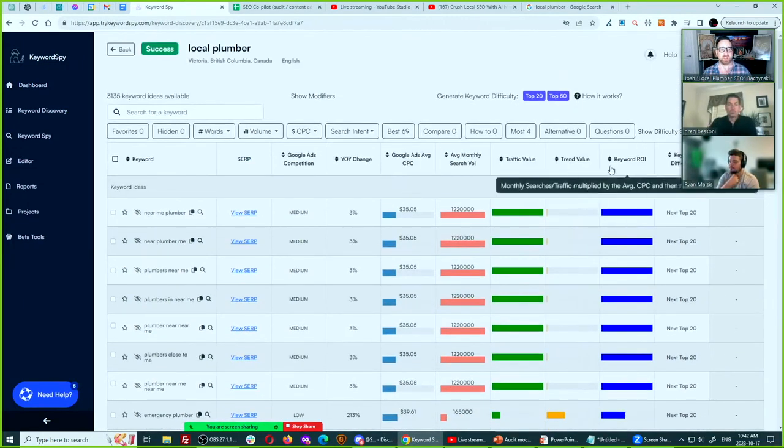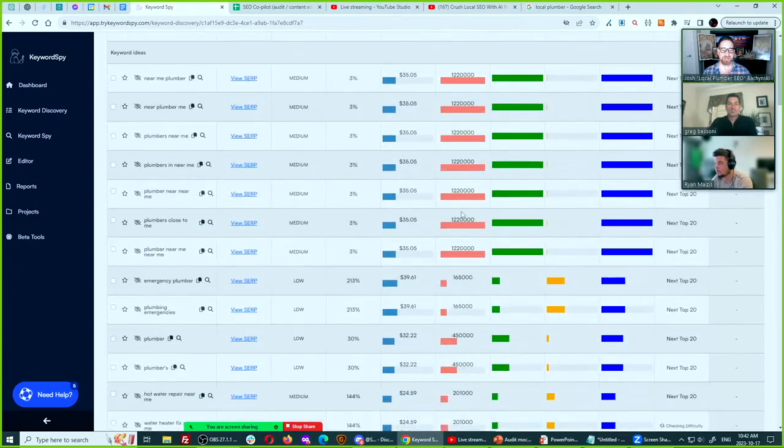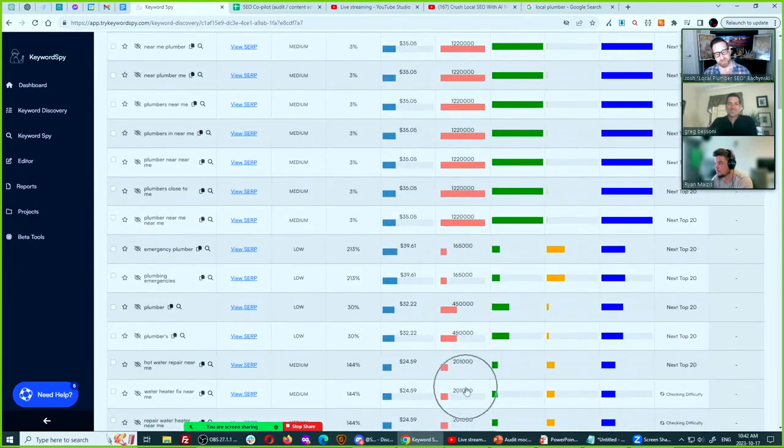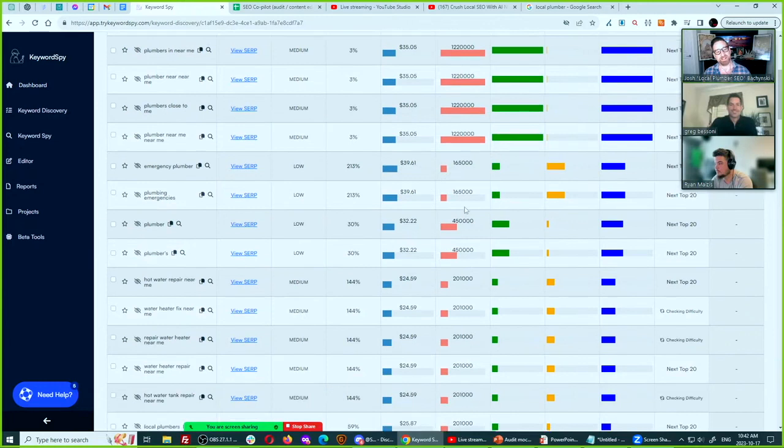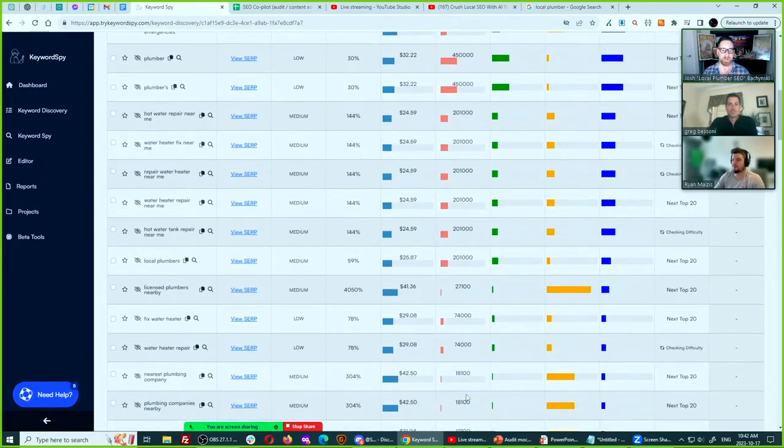This has the highest keyword ROI. It says this is the most people searching it. Basically everybody who lives here is searching it every month. I don't know if those numbers are correct. Those numbers look like they've had a factor of 10 added to them, I think. Emergency plumber, there could be 165,000 searches for this a month. I don't know if that's necessarily the case, but it seems to be consistent among all of them here.